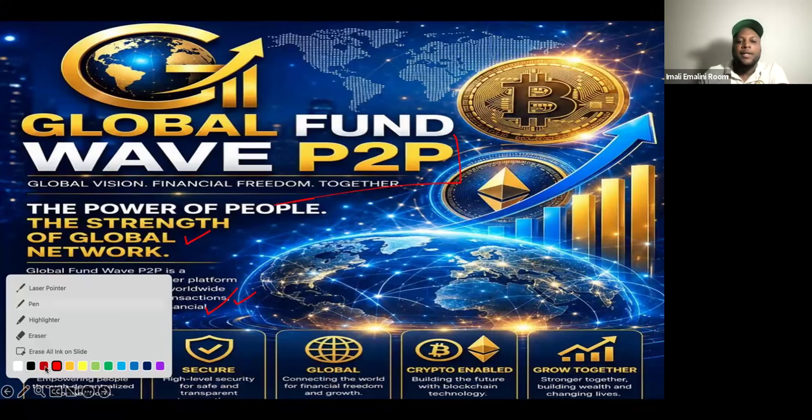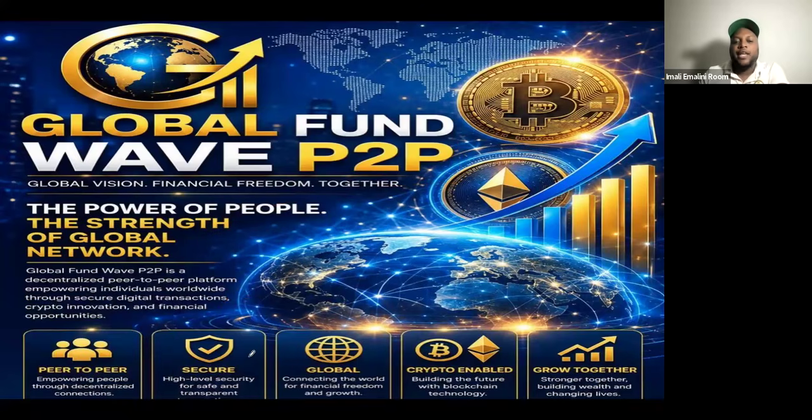So if you look at it, as we move forward, secure transactions, high-level security for safe and transparent dealings. If you put your number next to your name, wow, magical. When you register, make sure that your sponsor helps you to do that. Everything is simple once you've got that. Now, connecting the world for any resources, including financial resources. That's how it works.